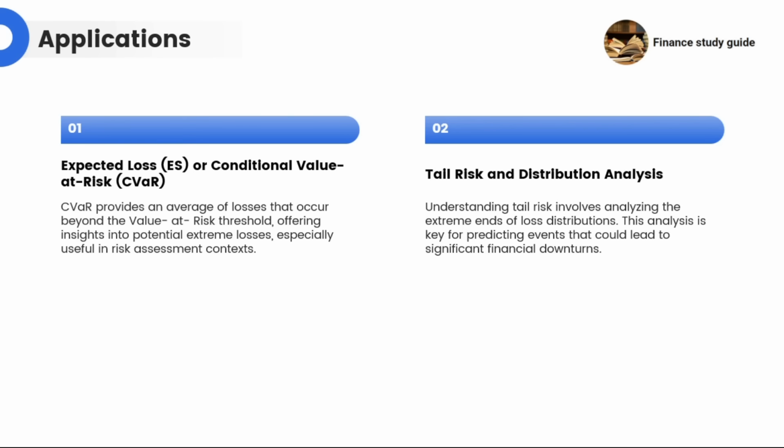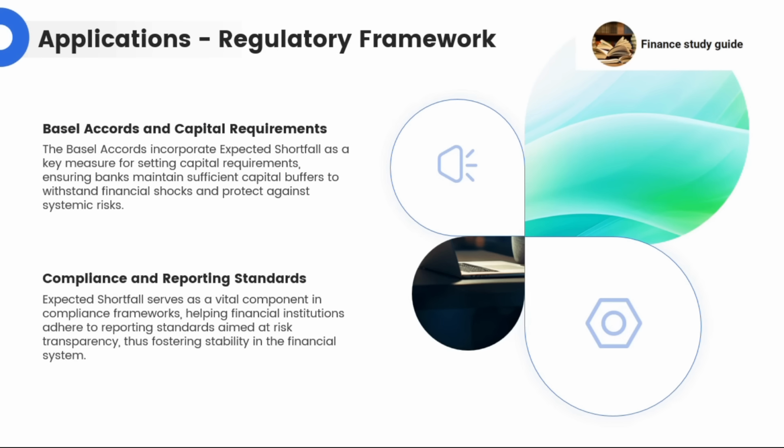As we have already seen in our example, it is used in risk management of large portfolios run by mutual funds, hedge funds, etc. Along with that, the Basel Accords incorporate expected shortfall as a key measure for setting capital requirements, ensuring banks maintain sufficient capital buffers to withstand financial shocks and protect against systemic risks.